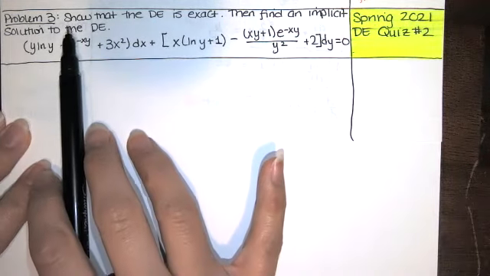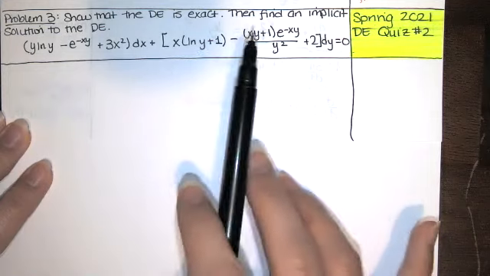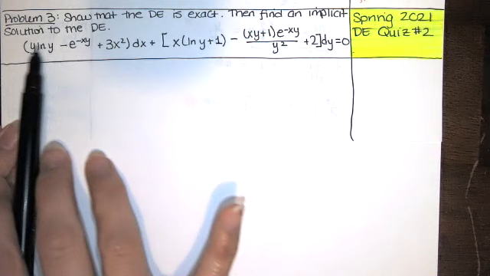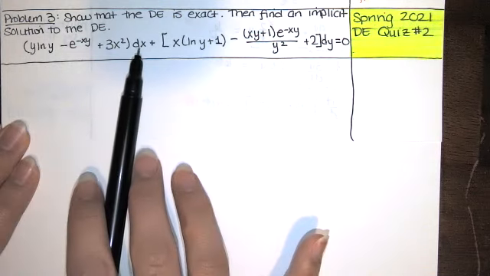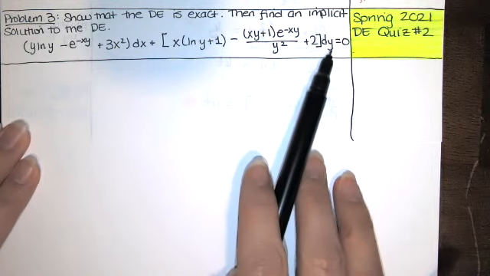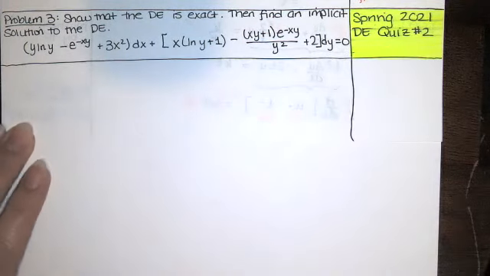So the problem statement says, show that the differential equation is exact, then find an implicit solution to the differential equation. So we've got a function of x and y times dx plus a function of x and y times dy, and that equals 0.